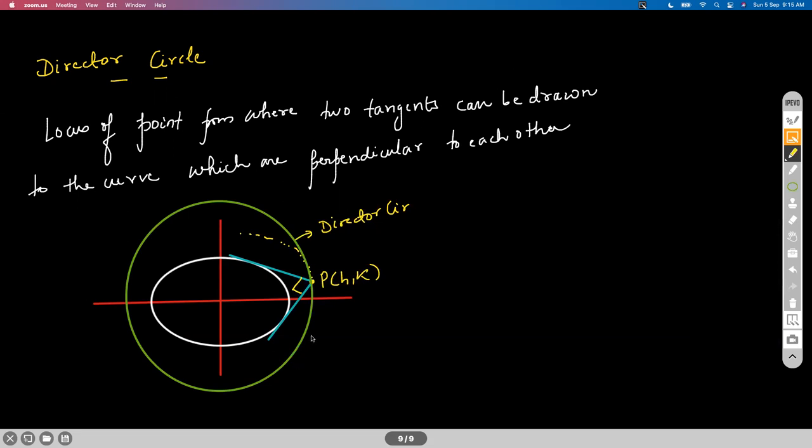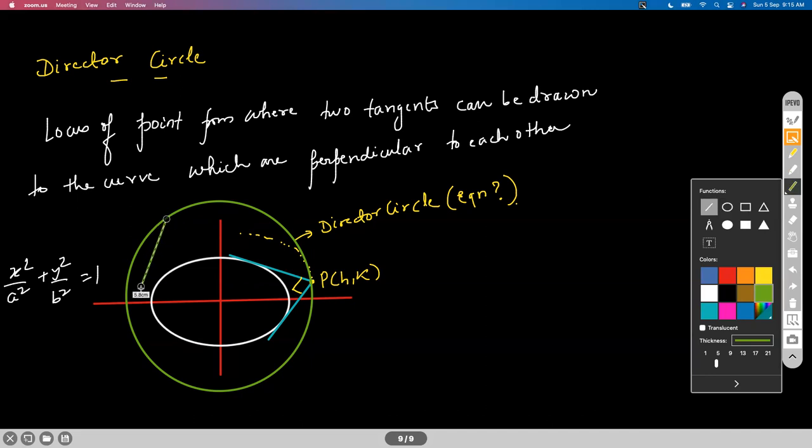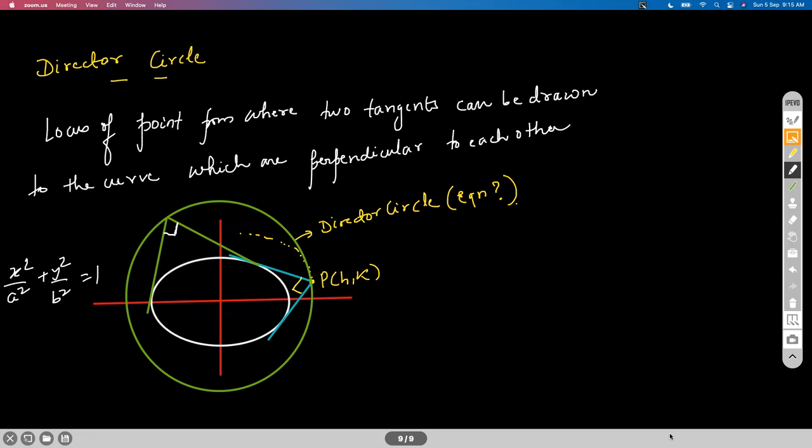Now I would request you all to give me the equation of this director circle. So what is the equation of this director circle? Let's say this is a locus question which was given to us in the JEE Main exam. This is a standard case of an ellipse, x square by a square plus y square by b square equal to one. I want to find the locus of all such points from where, if you draw tangents to the ellipse, those tangents will be at 90 degrees to each other. Please solve this and give me a response on the chat box. This will also help me test your understanding of how to solve locus questions.